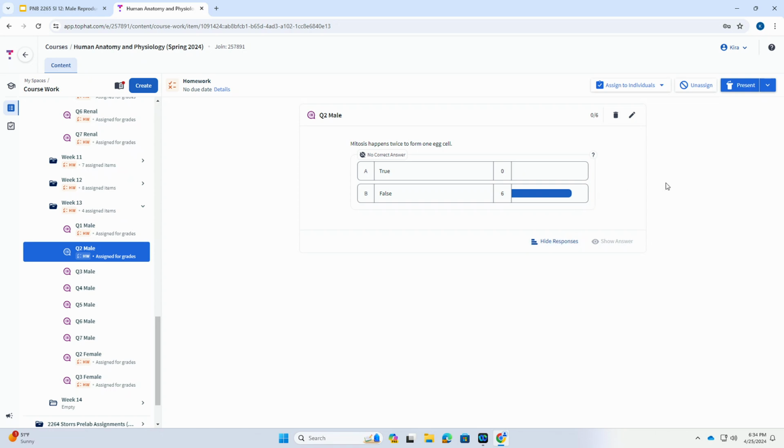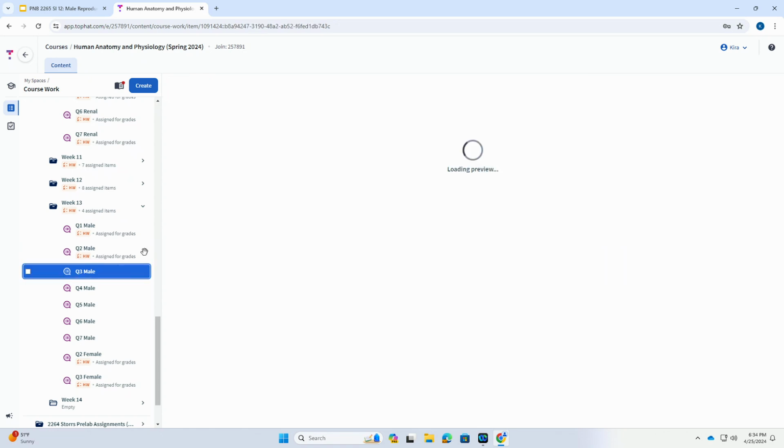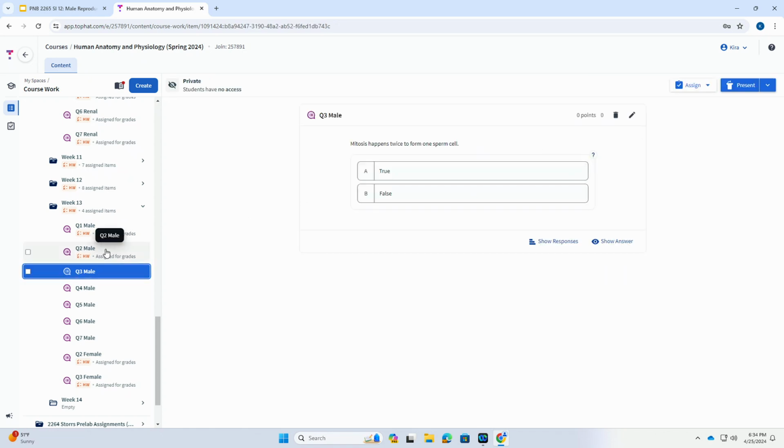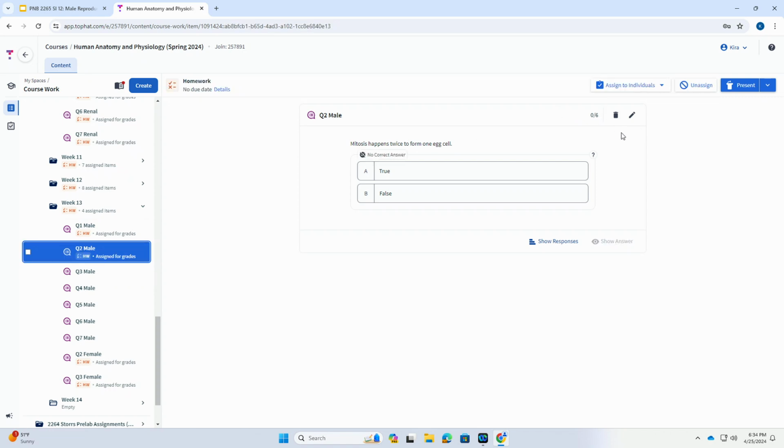Okay, you guys got it. The correct answer is false. Mitosis happens twice in spermatogenesis and once in oogenesis. I could actually trick you on this one. What if I said mitosis happens twice to form 2 egg cells? Then that would be true, because we'd have to go through 2 rounds of oogenesis, which would make mitosis happen twice.